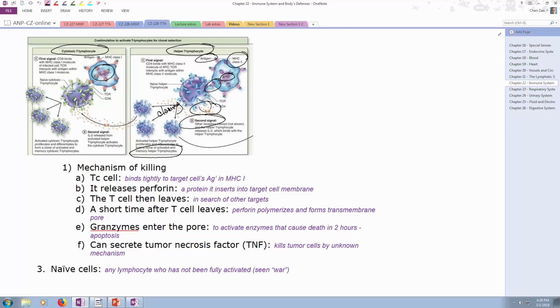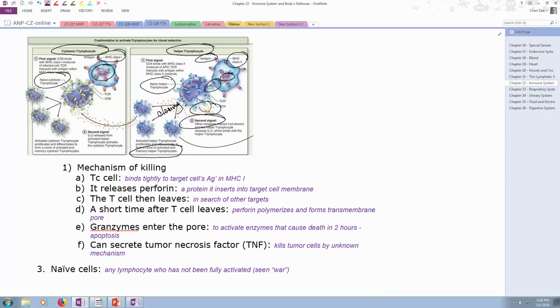So an APC will take its MHC1 loaded with the foreign antigen to a cytotoxic T cell, and I want you to notice there's this word. We're going to talk about that word in a moment, naive. When you are naive, what does that mean?